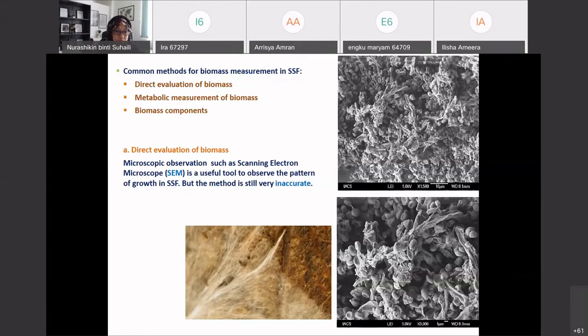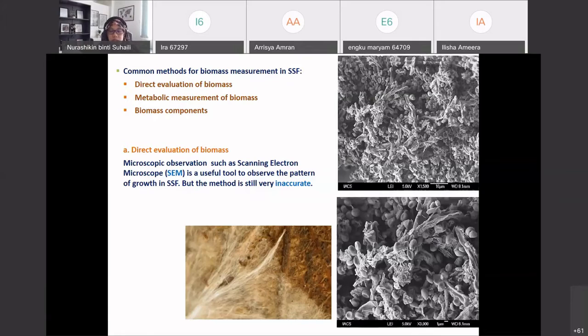Unlike submerged fermentation. Submerged fermentation is in the form of liquid, right? So for the sampling throughout the fermentation period, you take a certain amount of liquid and measure the absorbance using a spectrophotometer. If the cultures grow well, you can see the increasing trend of the absorbance. It shows that the culture grows well. So you can quantify the growth easily using liquid cultures, liquid fermentation. But it is not really possible for solid state fermentation.